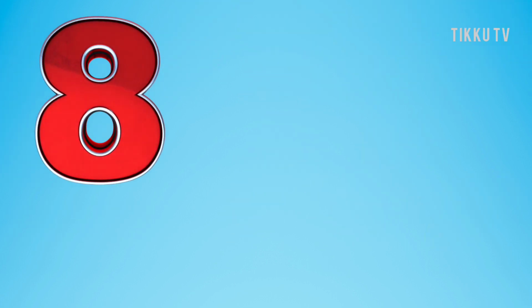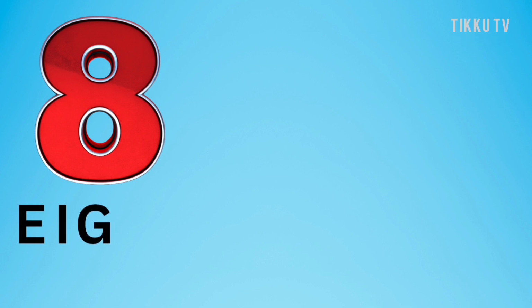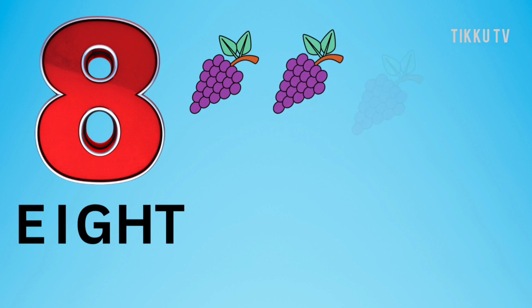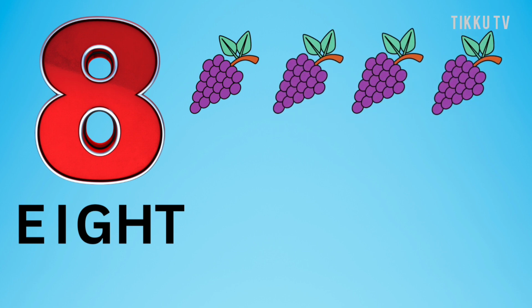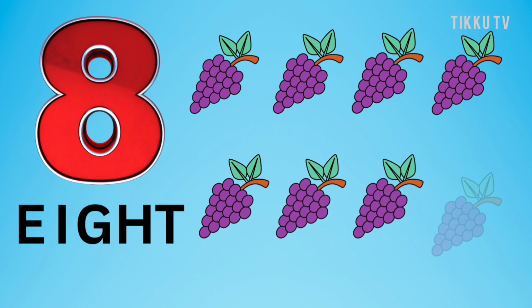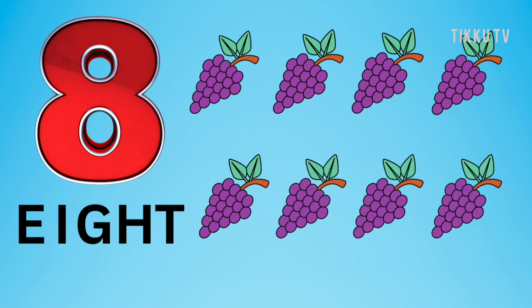This is number eight. Let's spell the word E-I-G-H-T. Eight. One, two, three, four, five, six, seven, eight. Eight grapes.